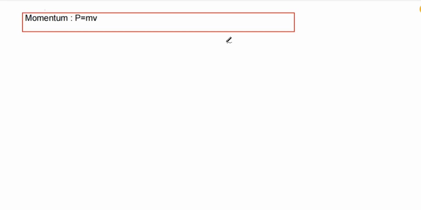Hello everyone, today we're learning about momentum. Now what is momentum? Momentum is defined as the product of an object's mass times its velocity. Let's say for example you had this person over here.